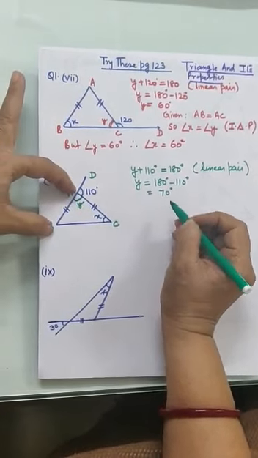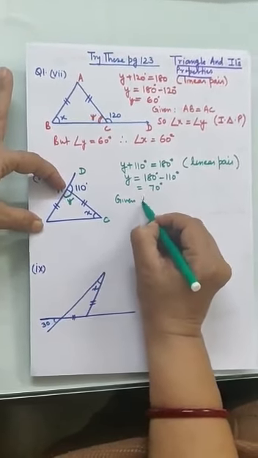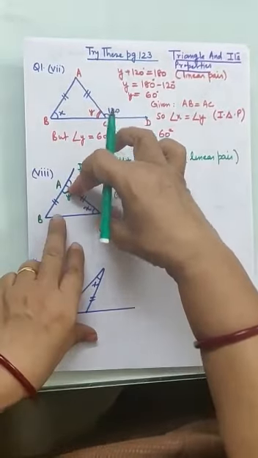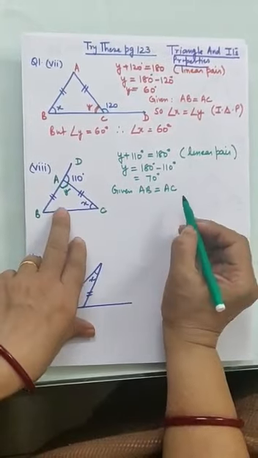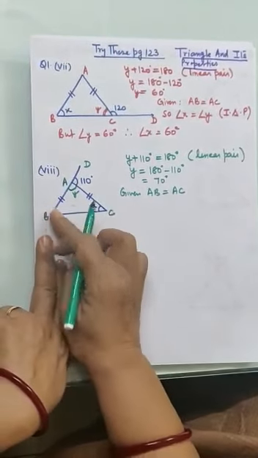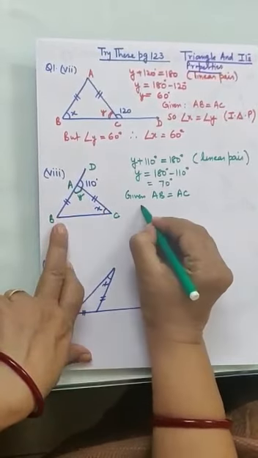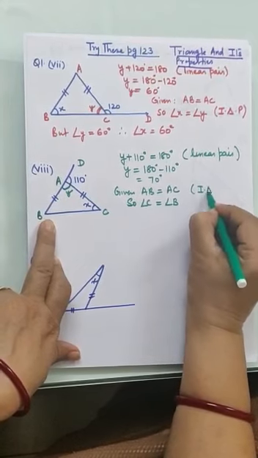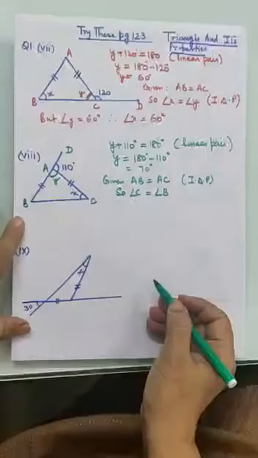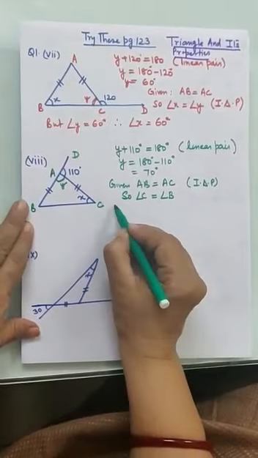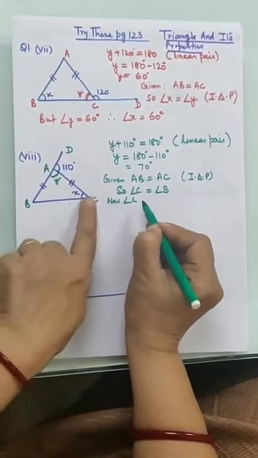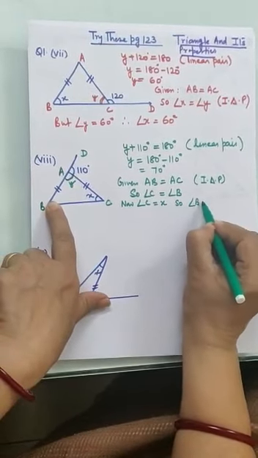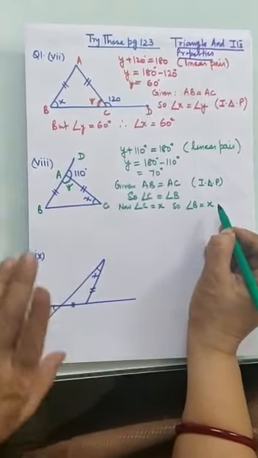Now you see here it is given that AB is equal to AC. Okay? So this angle will be equal to this angle, means angle C will be equal to angle B. So angle C will be equal to angle B by isosceles triangle property. Now angle C is what? That is x. So angle B is also x, right?